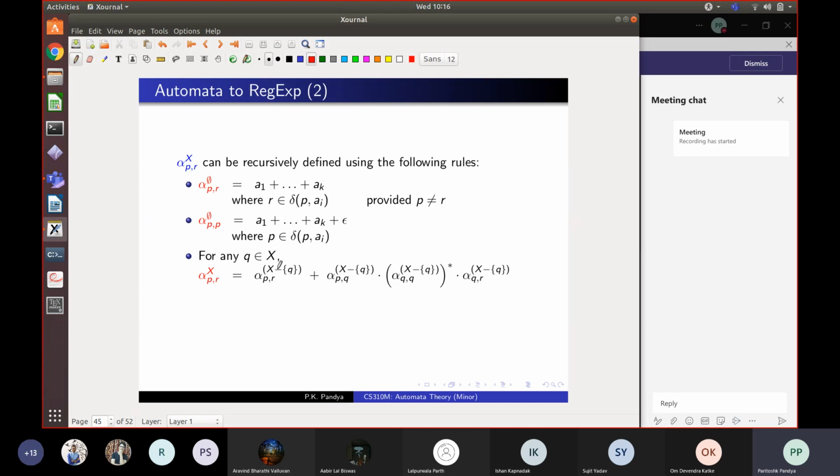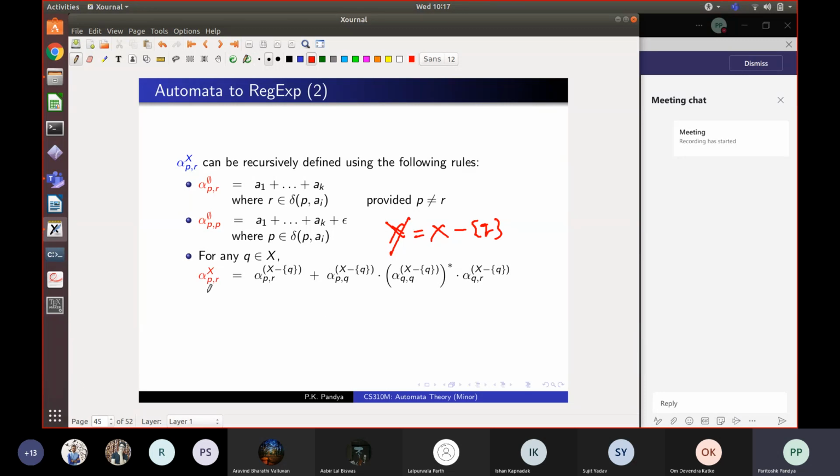Okay, finally, suppose we have X which is non-empty, right? X is an arbitrary set of states which is non-empty. We want to calculate alpha PR on set of intermediate states capital X. The claim is that if we know how to calculate it for this smaller case, that is set X minus Q, where X minus Q is a smaller sized set than X. We have removed one state from it because we are taking Q to be some state in X. So we pick an arbitrary state in X and we remove it. We get a smaller set. So we'll call this, let's say, Y, right?